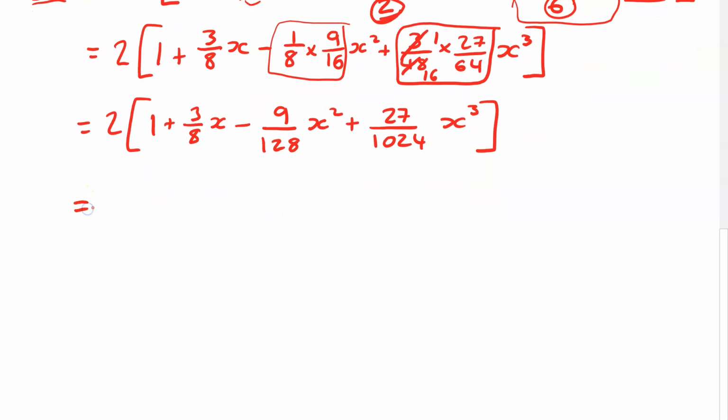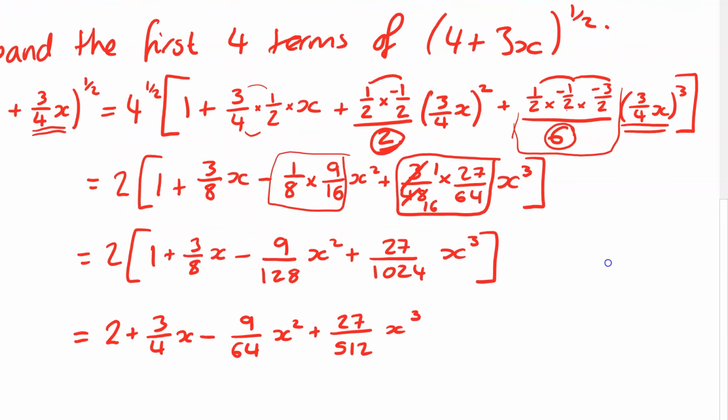So the last thing is to multiply through by 2. So I get 2 plus 3/4 x minus 9 over 64 x squared plus 27 over 512 x cubed. There is my 4-term expansion, all tidied up. Once you get it into the substitution, it is just a case of boiling things down. And don't forget, you've got a calculator for these. I've done all of this in my head. You don't have to.